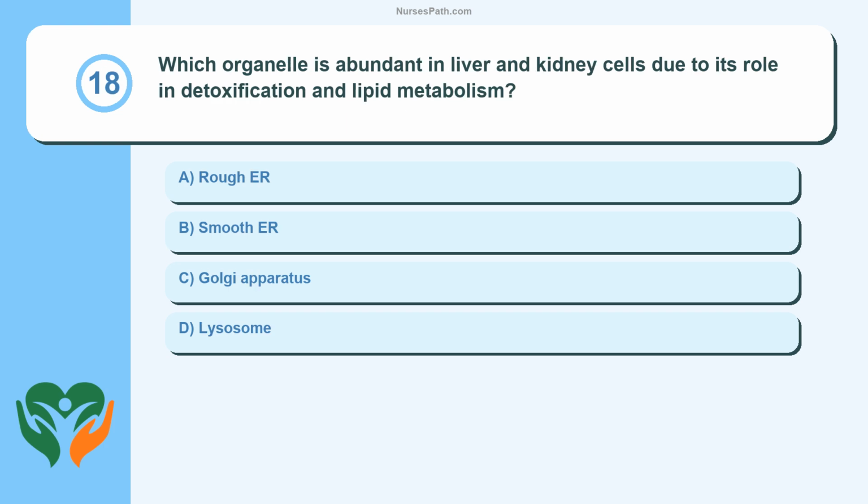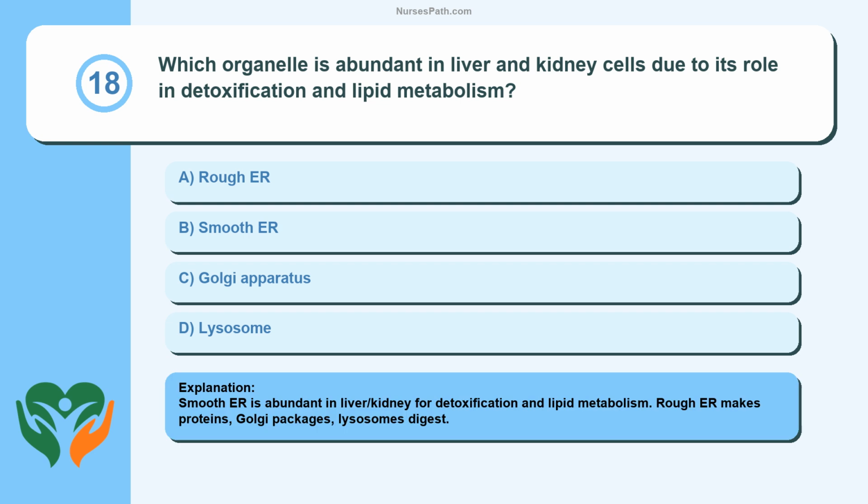Question 18. Which organelle is abundant in liver and kidney cells due to its role in detoxification and lipid metabolism? Rough ER, smooth ER, Golgi apparatus, lysosome. Smooth ER is abundant in liver/kidney for detoxification and lipid metabolism. Rough ER makes proteins, Golgi packages, lysosomes digest.